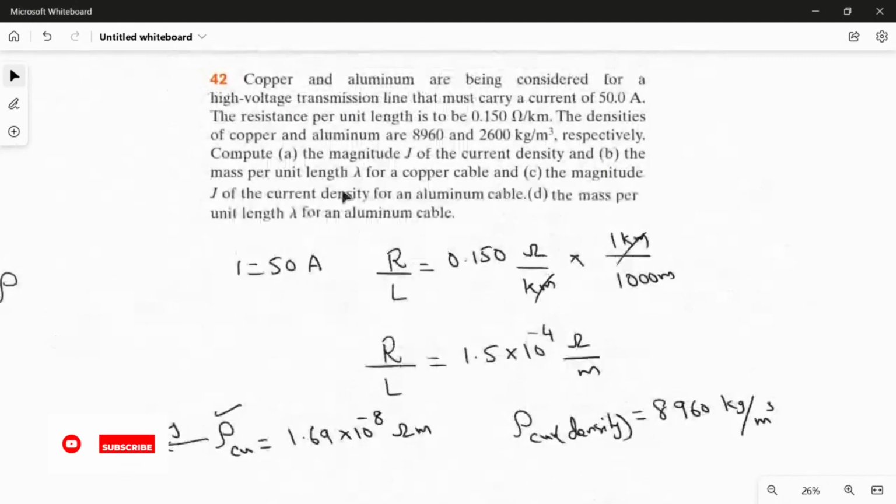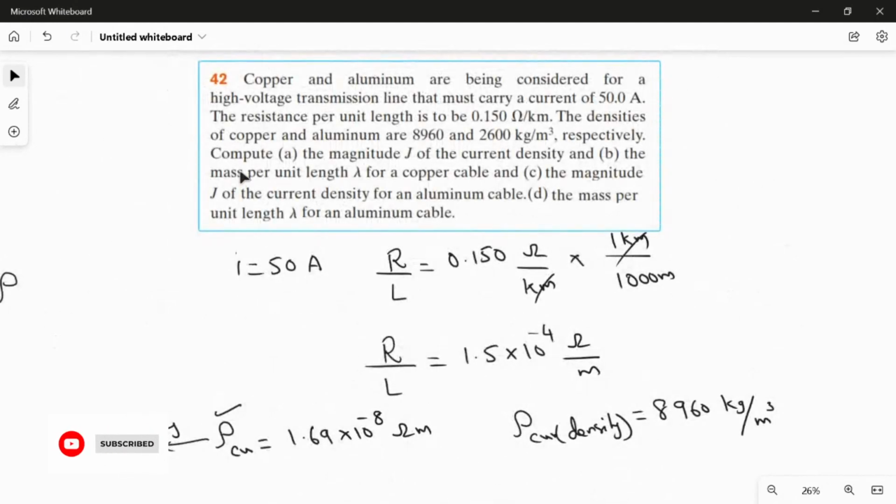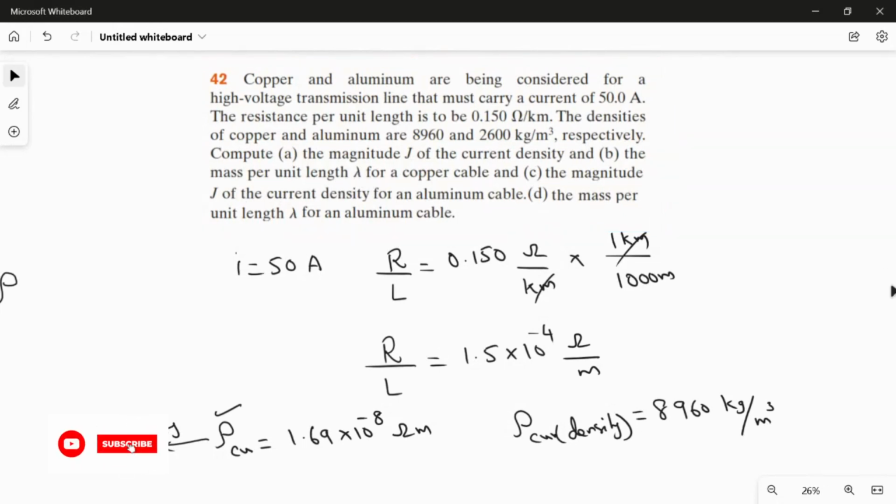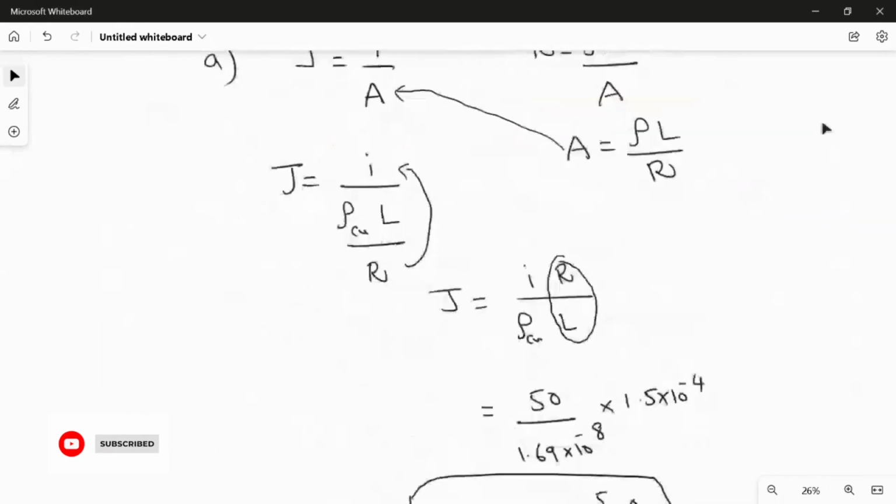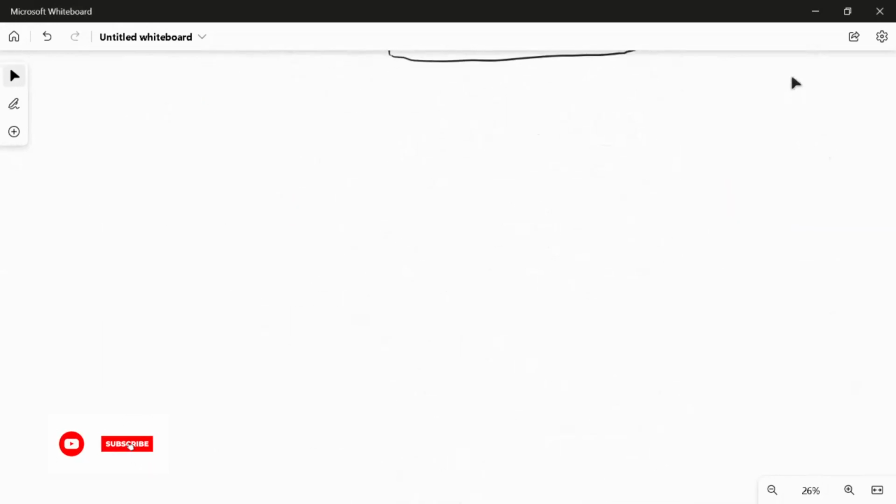We just go back to the question to read what they need in the second part. They need mass per unit length. So mass per unit length is denoted by a symbol lambda. Clear? So in the second part, we are going to find the mass per unit length.